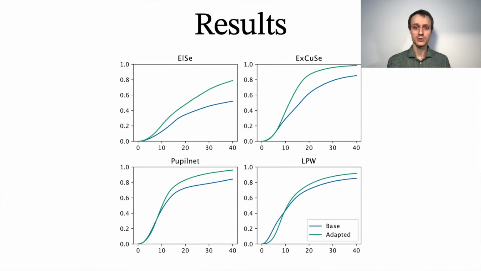Results. We use the detection rate as a function of maximum distance error to evaluate the results. Base is the same model on all graphs, while adapted is the individually LLM-adapted model for each dataset. On all but one dataset, a clear relative improvement is present. The last graph shows slightly worse detection rate at low distances and slightly better detection rate at high distances.